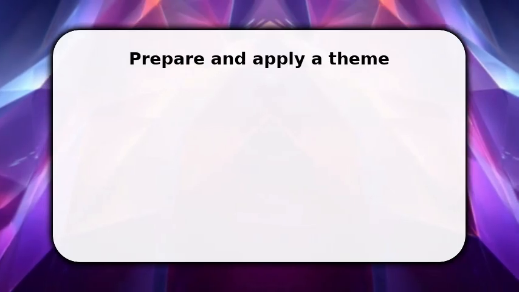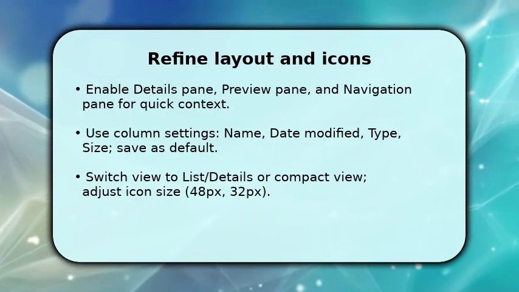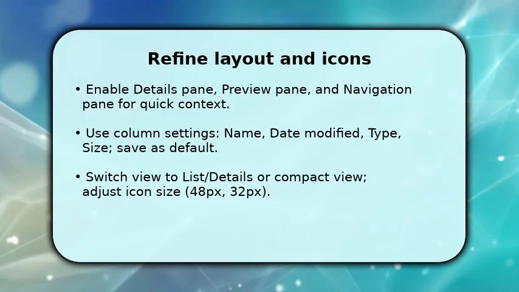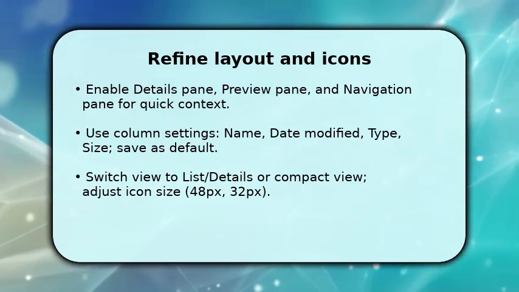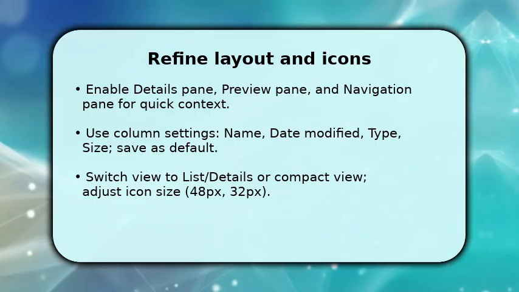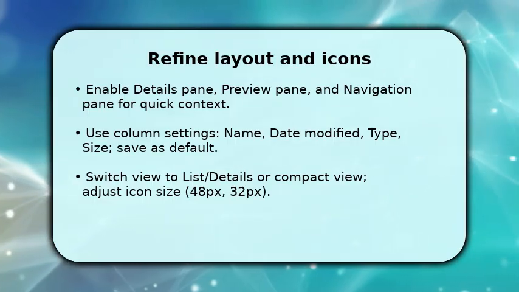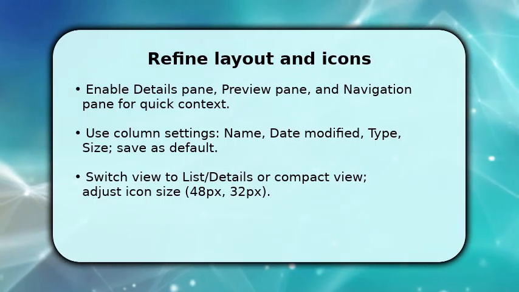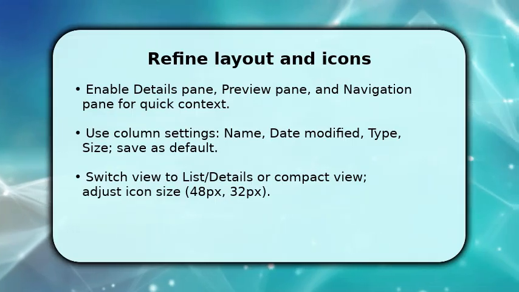Now refine Explorer's layout so your files feel organized. Turn on the details and preview panes to get metadata without opening files, and keep the navigation pane visible for fast folder jumps. Then configure columns: name, date modified, type, size, and save that layout for similar folders.